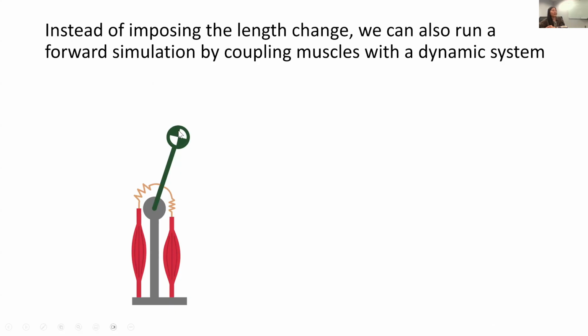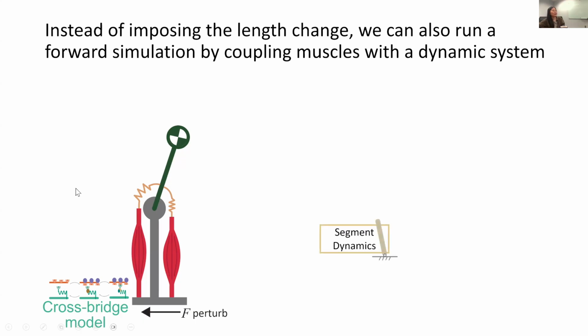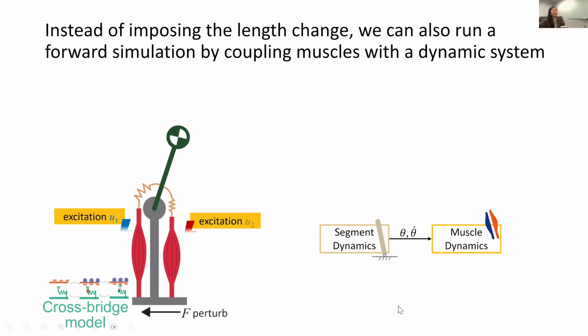like this. And then the simulation needs to meet the constraint that the overall length change of the muscle on both sides should match the change in the angle of this inverted pendulum. And again, there is cross-bridge muscle mechanics inside this muscle model. And we can apply perturbation and come up with a control loop like this.